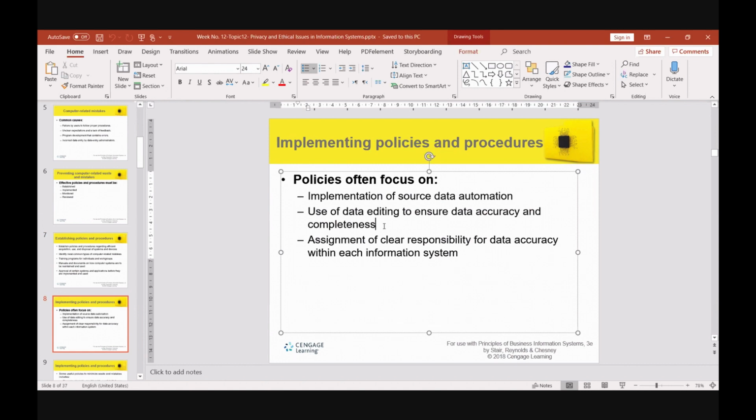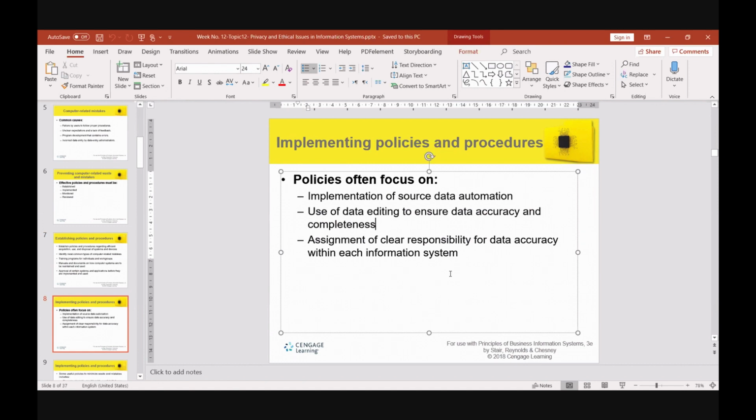So if there is any change in data, data accuracy and completeness must be checked. If you do not have these quality related policies, then people can enter the wrong data and that will not be identified.